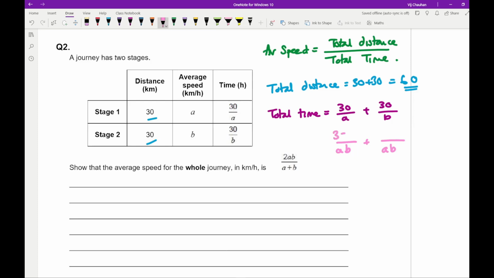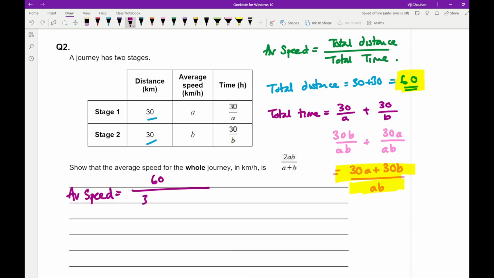And so the numerator for the first one is going to be 30b, and the numerator for the second one is going to be 30a. So then combining the two, it's going to be 30a plus 30b over AB. So this here is my total time. This here is my total distance. So to work out the average speed, it's going to be 60 divided by 30a plus 30b, all divided by AB.